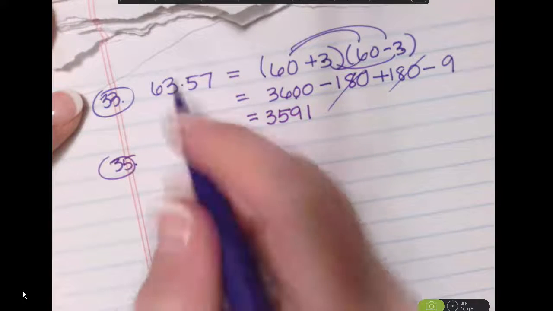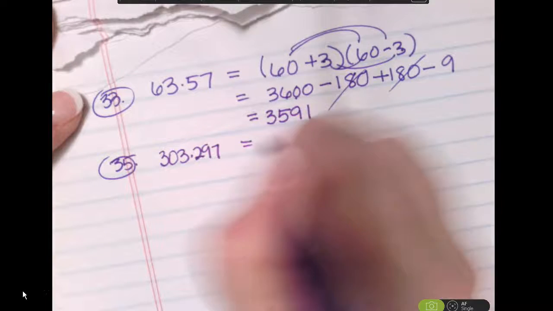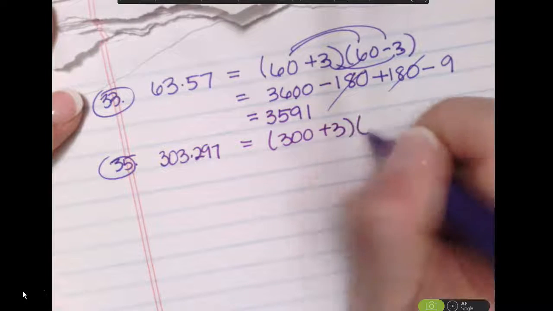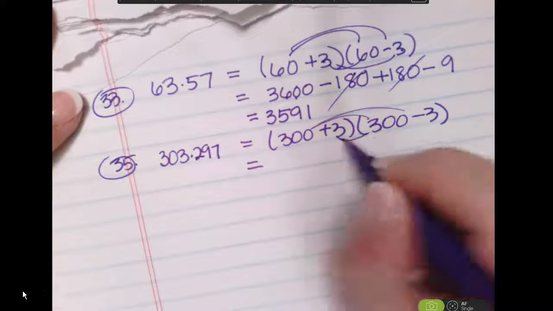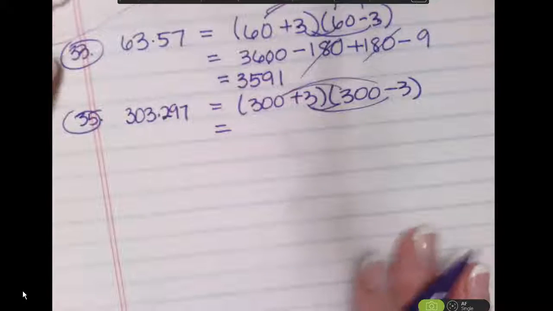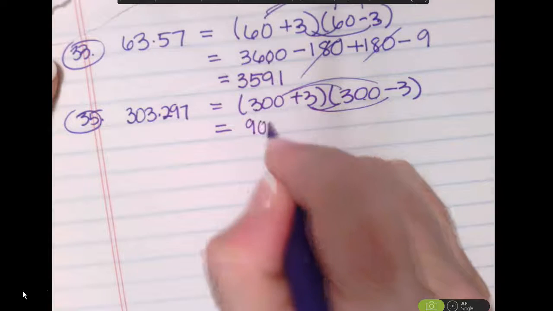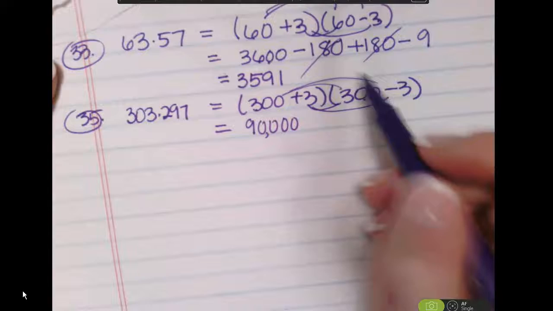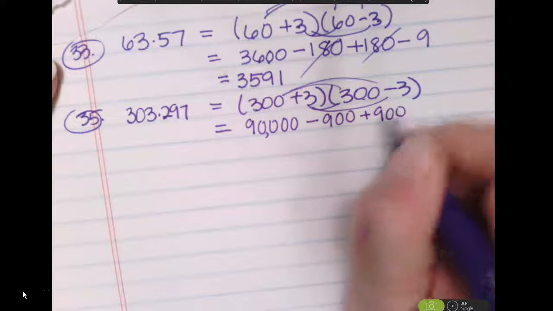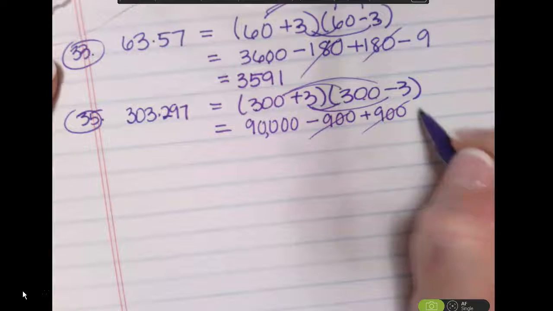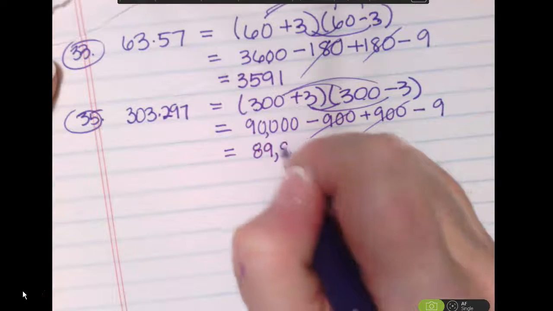In number 35, I've got 303 times 297. So that's 300 plus 3 and 300 minus 3. So again, we're going to follow our process. 300 times 300 is, well, 3 times 3 is 9, and then we have 1, 2, 3, 4 zeros, so that's 90,000. 300 times minus 3 is minus 900. 3 times 300 is plus 900. Cancel, cancel. Minus 3 times positive 3 is minus 9. So 9 less than this number is 89,991.